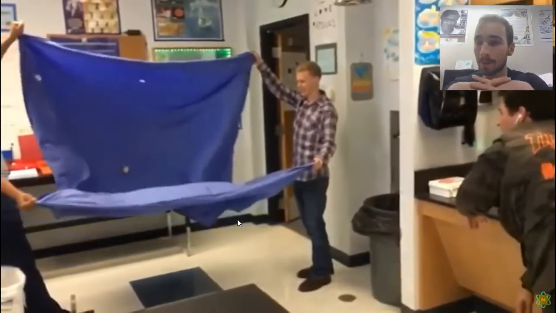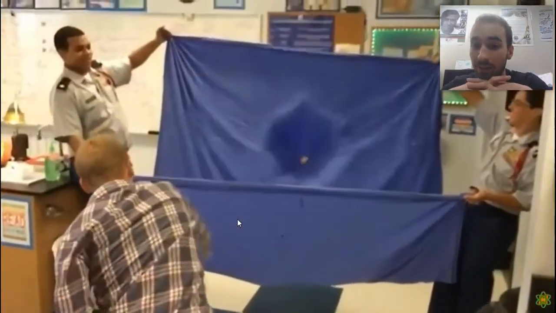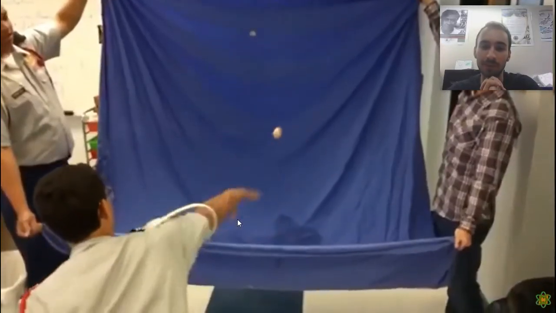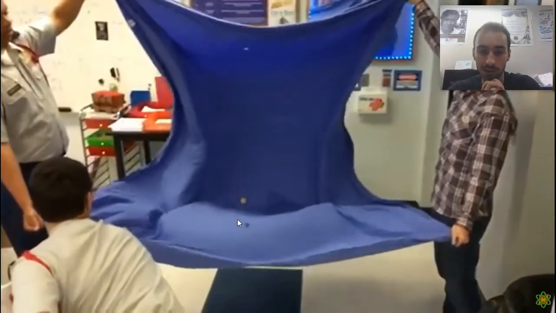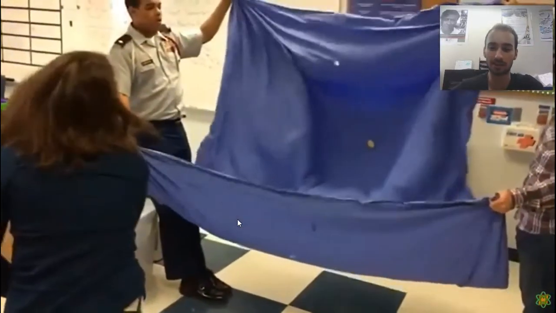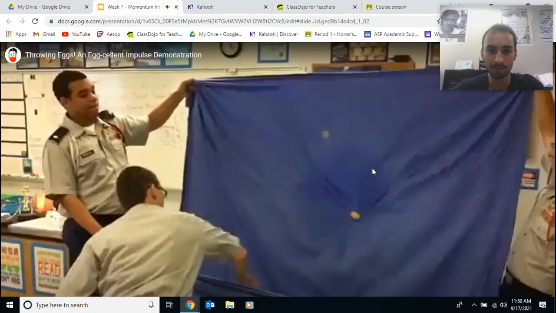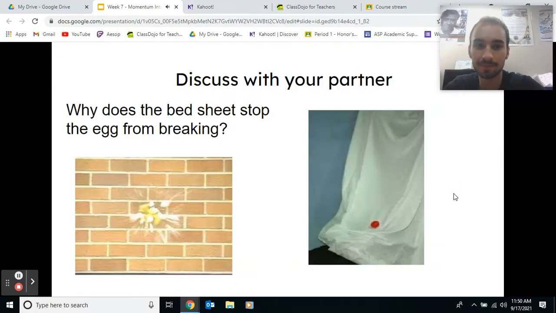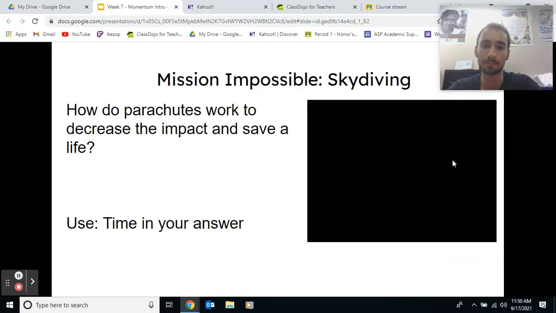Okay, we're going to be doing an egg drop lab this week, so I want you to think about these strategies to stop your egg from breaking. What is the bed sheet doing to keep the egg safe? Next, try and think, why does the bed sheet stop the egg from breaking? If you throw it against something hard like a wall, it would break. Whereas something soft is a little bit harder to break the egg.